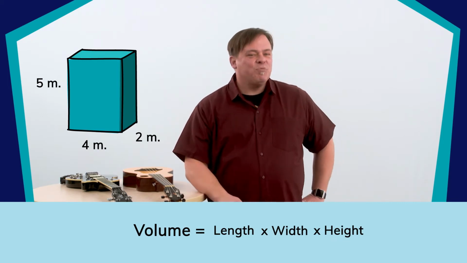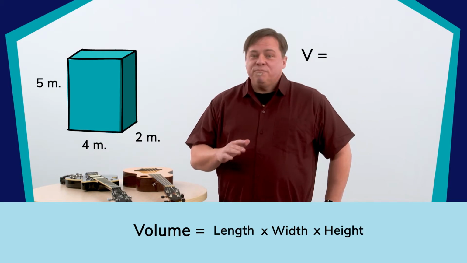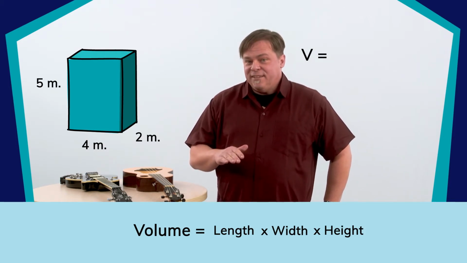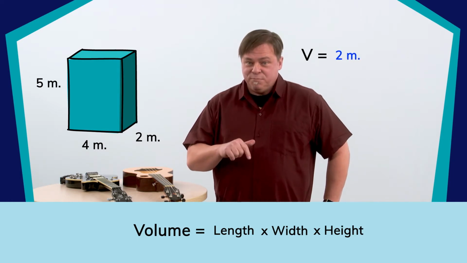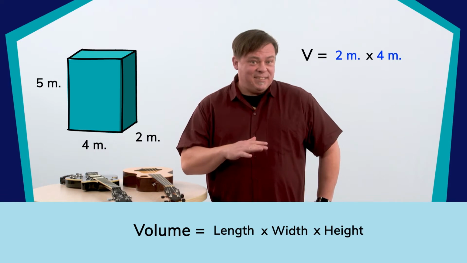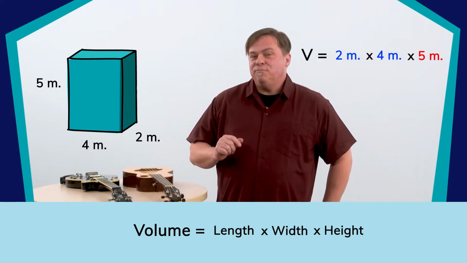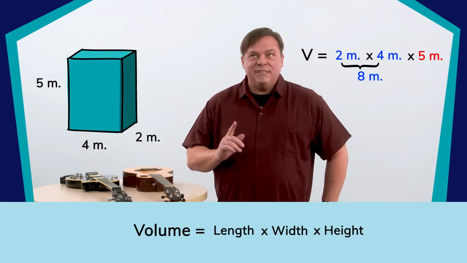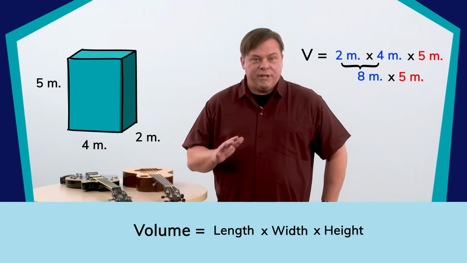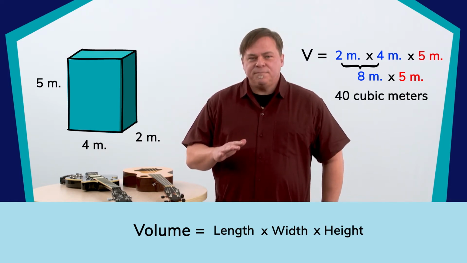In this case, we can represent this as an equation. Volume, we'll call that V, is equal to length, that's 2 meters in this case, times width, that's 4 meters in this case, times height, 5 meters. So, 2 multiplied by 4 is 8. 8 multiplied by 5, that's 40. 40 cubic meters would be the volume.